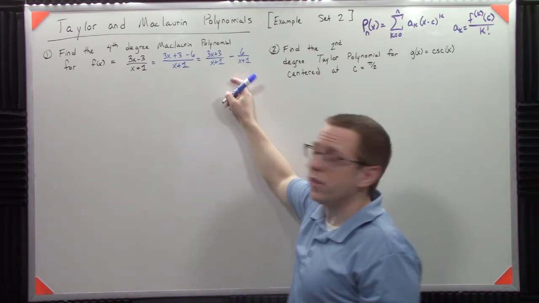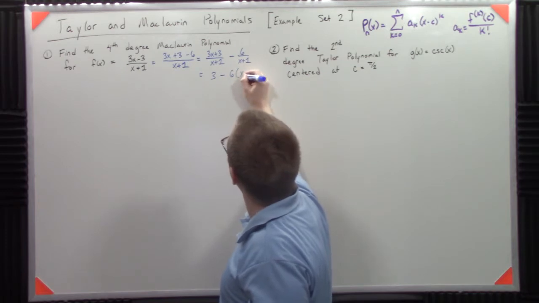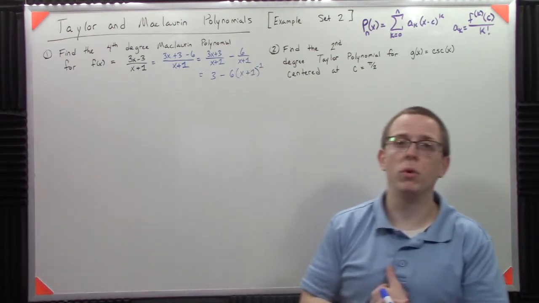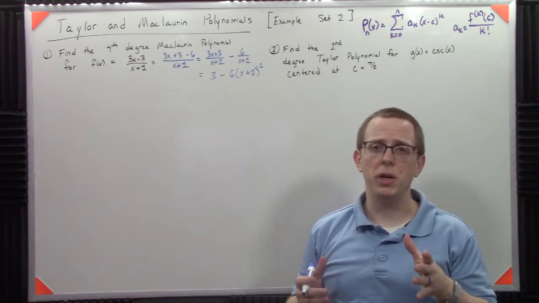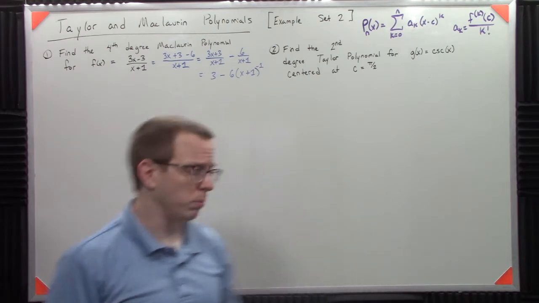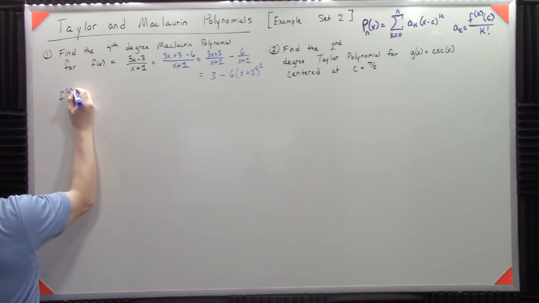you split it into that, which gets you 3 minus 6 x plus 1 to the negative 1 power. So this is going to make our lives a little bit easier when we're taking the derivatives. So we're going to follow the same process that we did before. You start off by taking all the different derivatives.